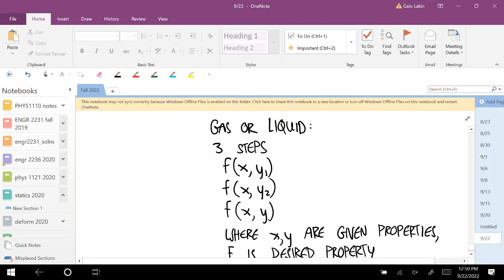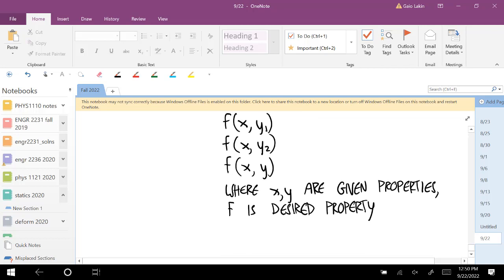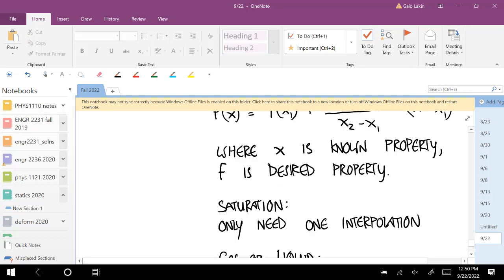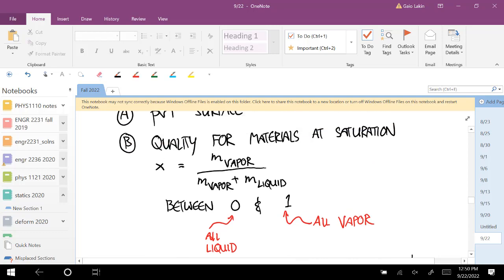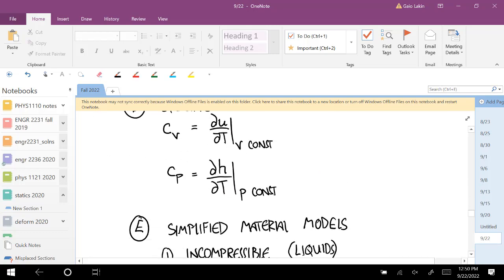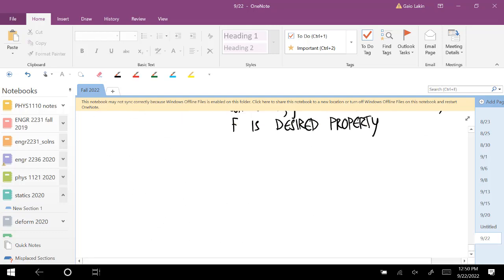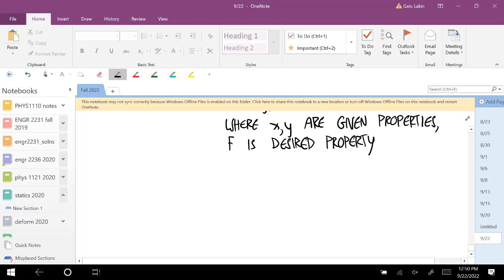Any questions about any of that? Okay, so that's the end of material property relationships. And so now we're going on to control volumes. This was number 3, I think. Okay, so now number 4. And this is control volume analysis.